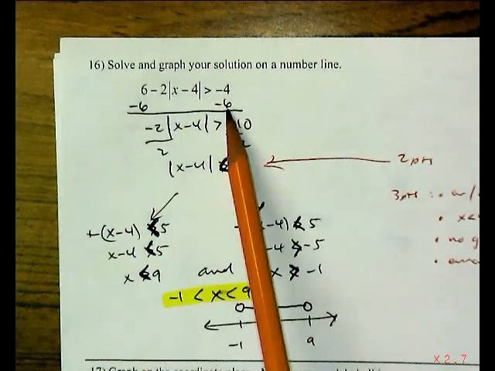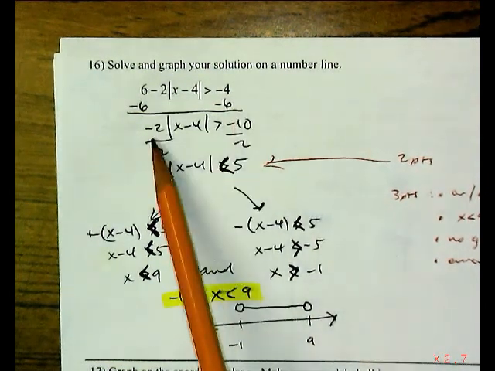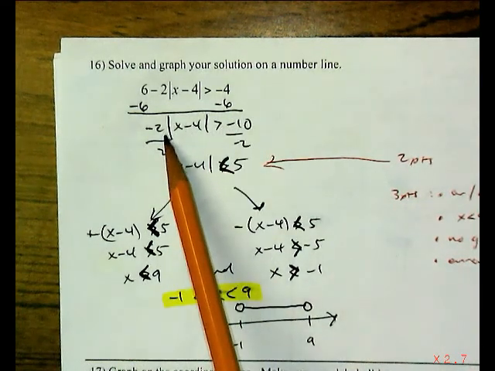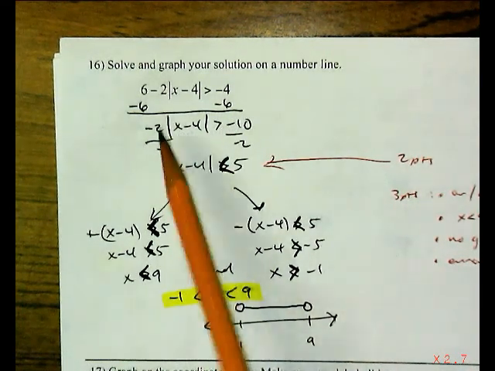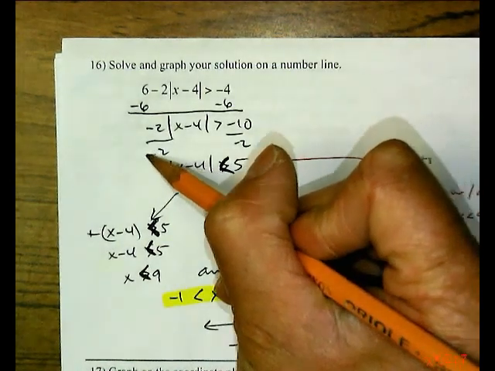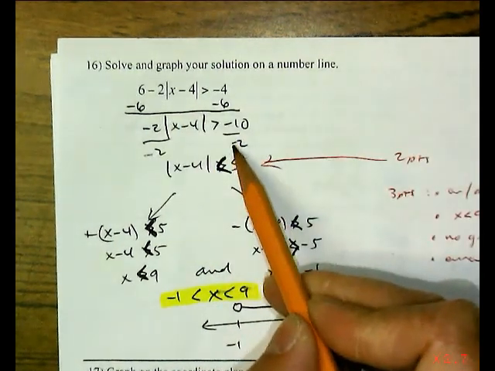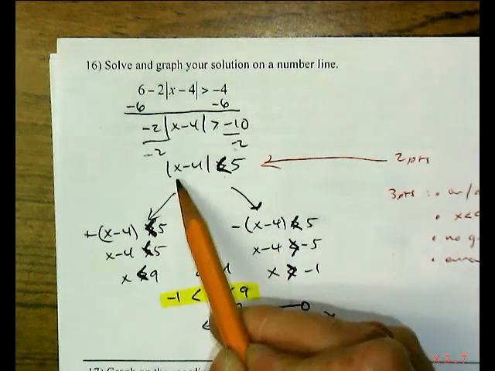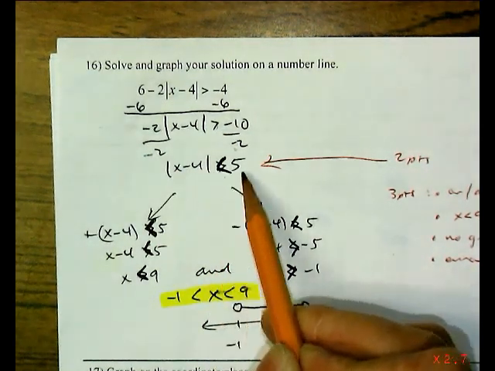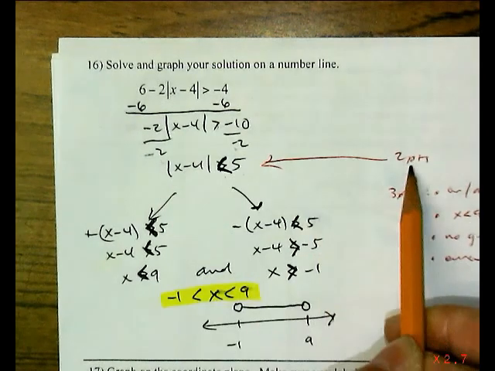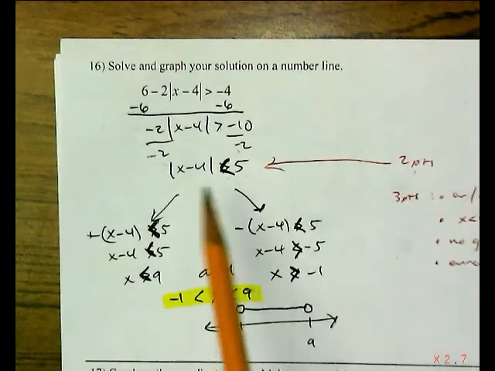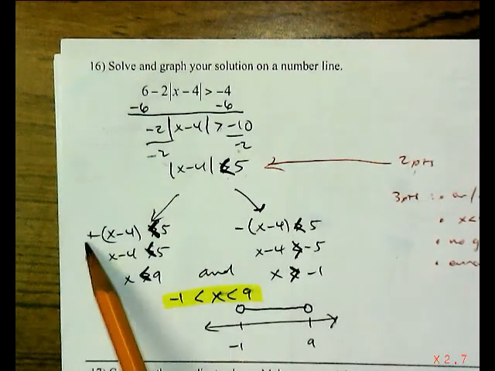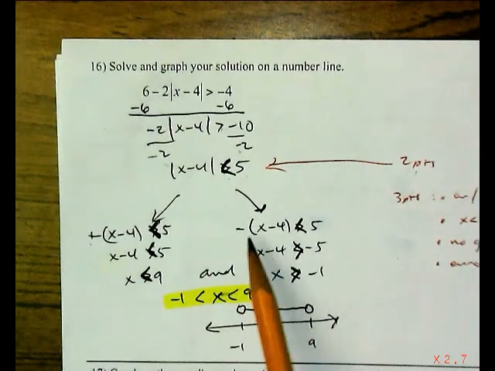So I subtract 6. That gives me -2 absolute value of x minus 4 greater than -10. Do not distribute there. So here I should divide both sides by -2. Remember, when I divide by -2, you have to flip the inequality sign. So if you got here, absolute value of x minus 4 is less than 5, I give you 2 points, because your absolute value signs are isolated. So you basically take your argument, x minus 4, one's positive, one's negative.